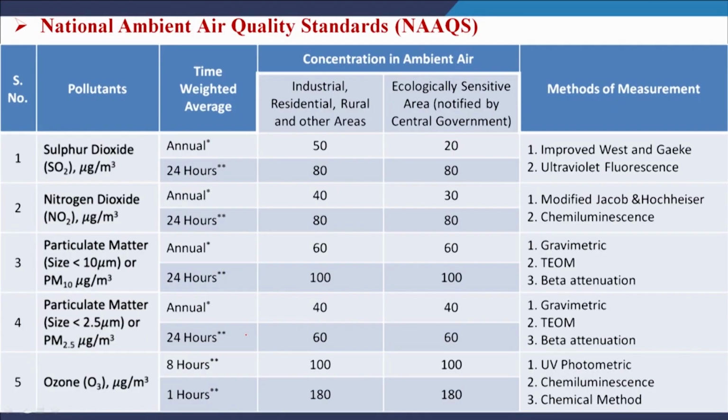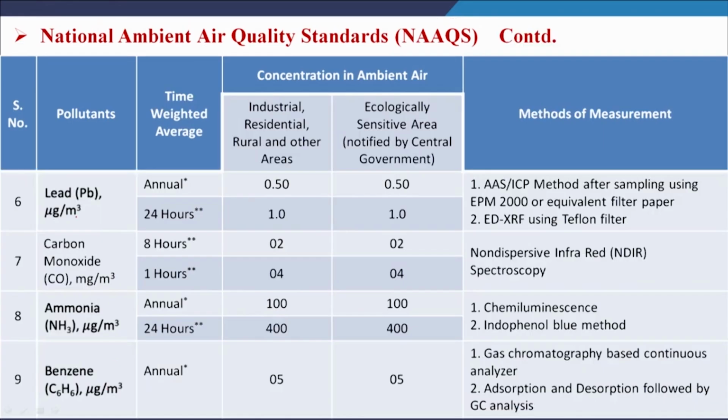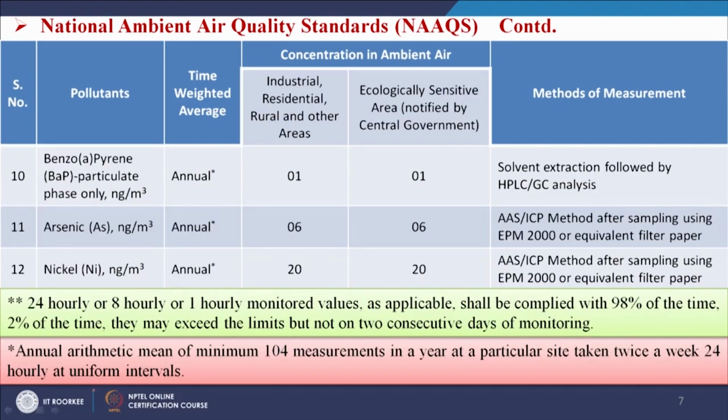National Clean Air Program. And in the National Ambient Air Quality Standard, here we see as per 2009, 12 parameters were included, as given here: SO2, NO2, particulate matter, PM10 and PM2.5. PM2.5 means, as already discussed, size less than or equal to 2.5 micrometer, and ozone, then lead, carbon monoxide, ammonia, benzene and BAP, arsenic and nickel. So, these 12 parameters are included, and we see here the time weighted average.